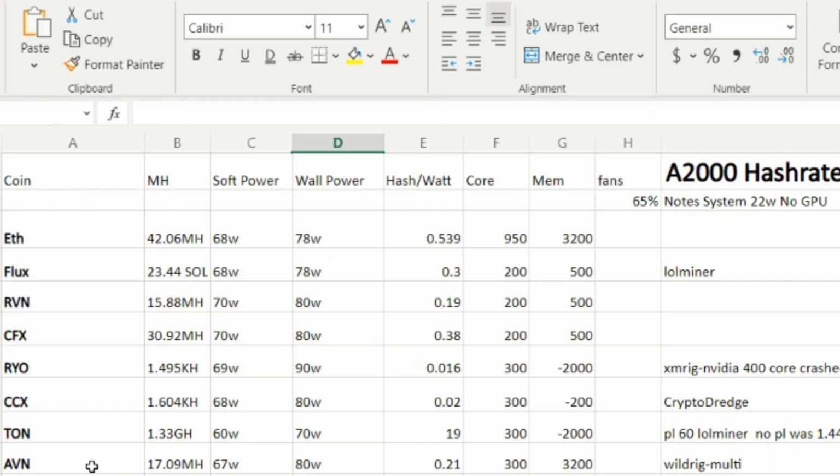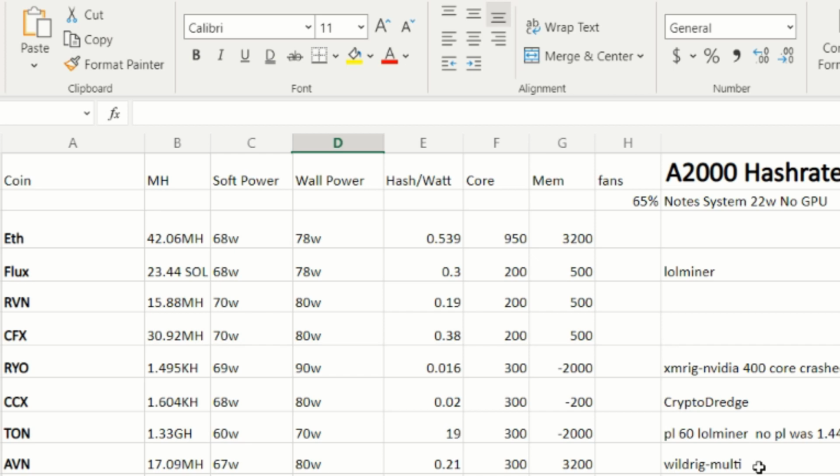And here I have AVN, 17.09 megahash, 67 watts in the software, 80 watts at the wall. Hash to watt ratio 0.21. I used 300 on the core and 3200 on the memory. Miner used was WildRig Multi.